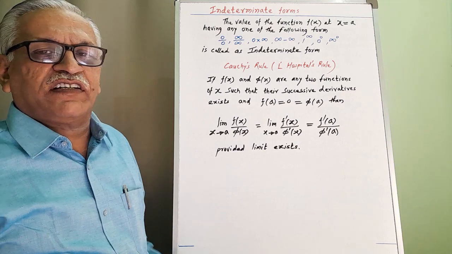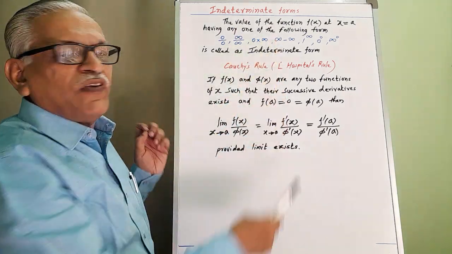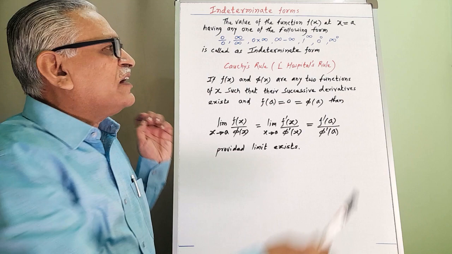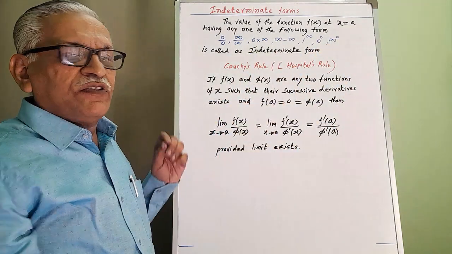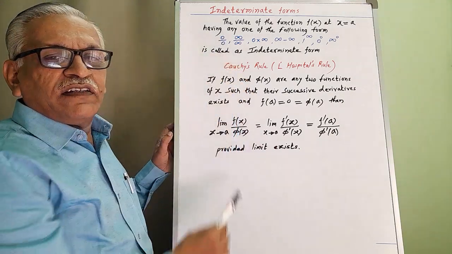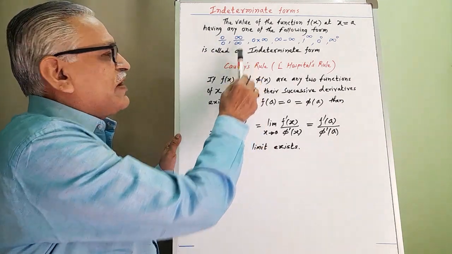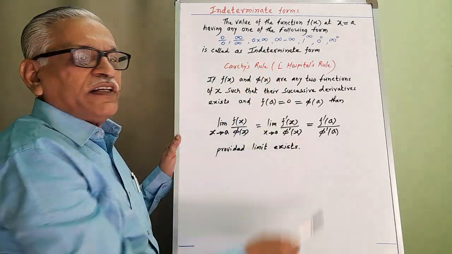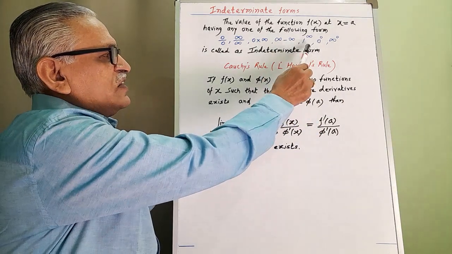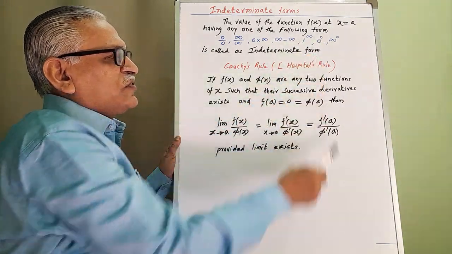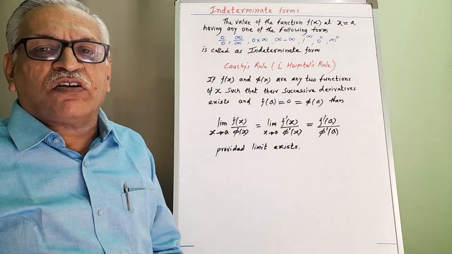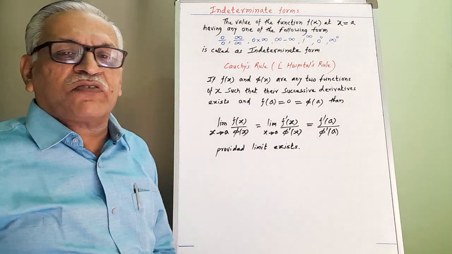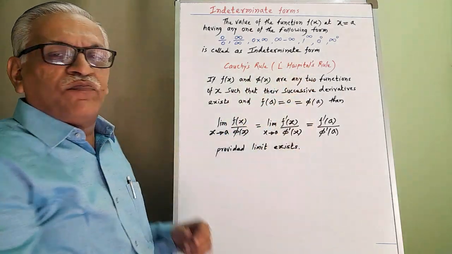Let us see what is meant by indeterminate forms. The value of the function f of x at x equals a having any one of the following forms: 0 by 0, infinity by infinity, 0 into infinity, infinity minus infinity, 1 raised to infinity, 0 raised to 0 and infinity raised to 0. If any one of these forms occurs, then that form is called an indeterminate form.